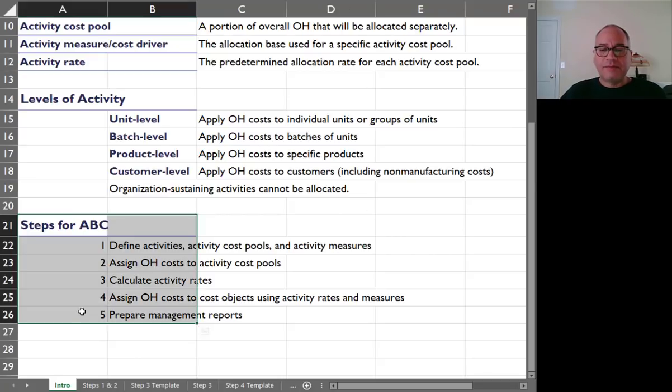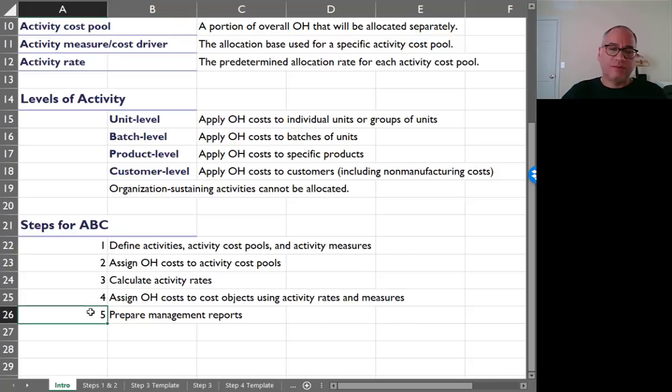So there are 5 steps to ABC costing, and there are different approaches to doing this. One is to define activities, activity cost pools, and activity measures. That's basically to set things up. Then, to assign overhead costs to activity cost pools. What this really means is taking all of your overhead and splitting it into these pools. And I'll take this again step by step.